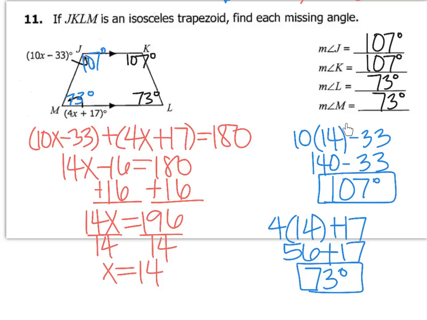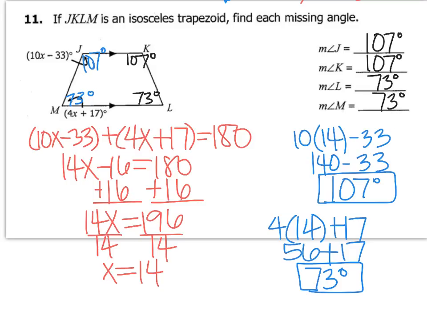So we plug it back into angle J, find out that angle J is 107, plug it back into angle M, find out that angle M is 73. Then we know that angle M and L are base angles, therefore they are congruent in an isosceles trapezoid. So angle L also has to be 73. J and K are also base angles, therefore they're congruent. So angle K is also 107. So you should have gotten 107, 107, 73, and 73.